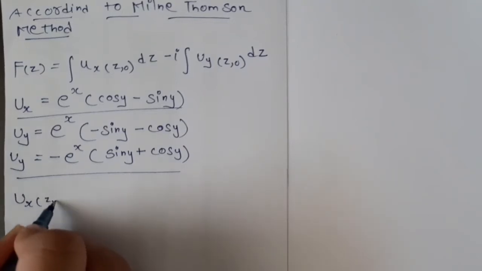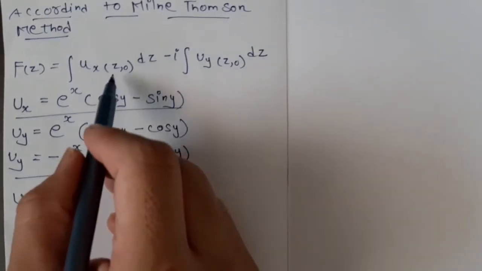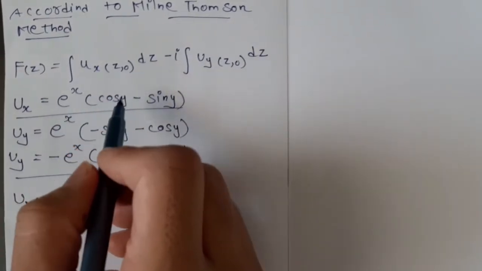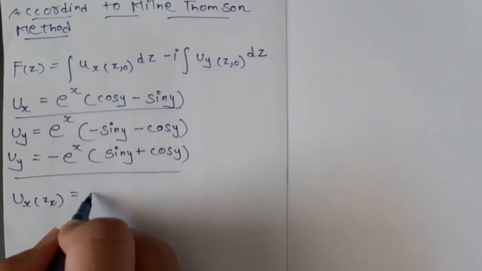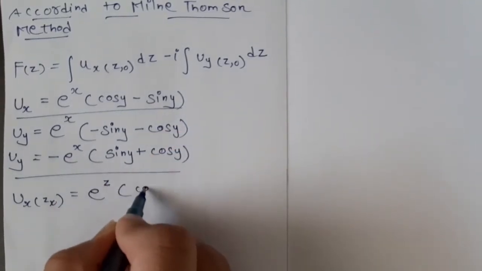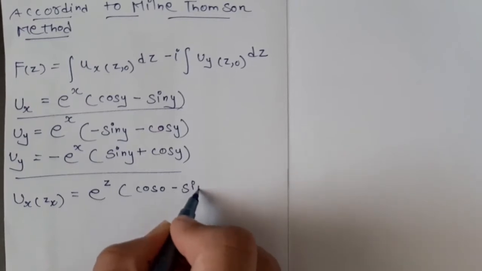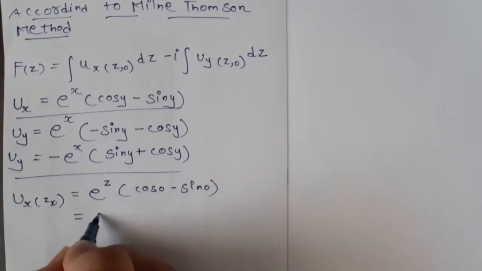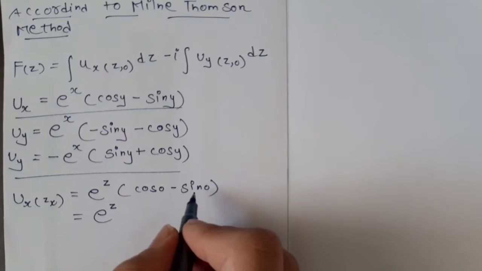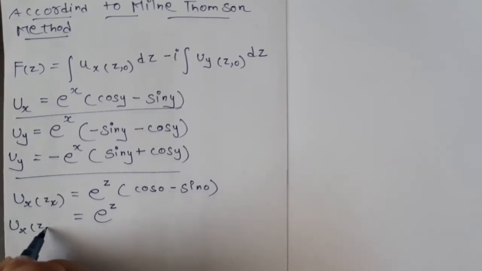So u of x at z, 0 means we have to put z in the place of x and 0 in the place of y. So it will be e raised to z into cos 0 minus sin 0. So what is cos 0? It will be 1, and sin 0 is 0. So it is e raised to z.